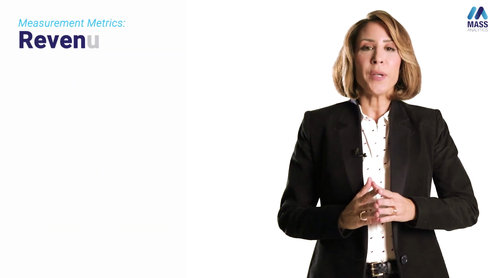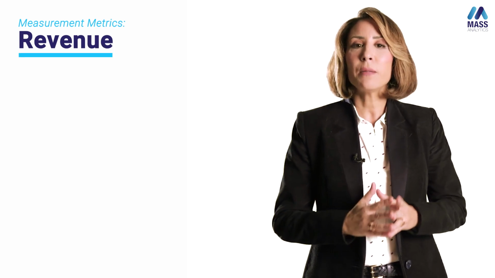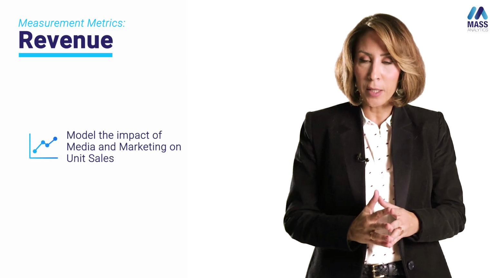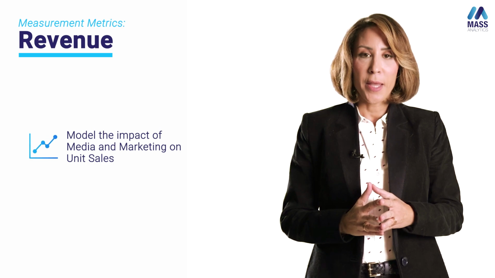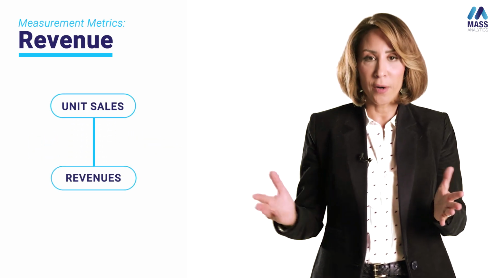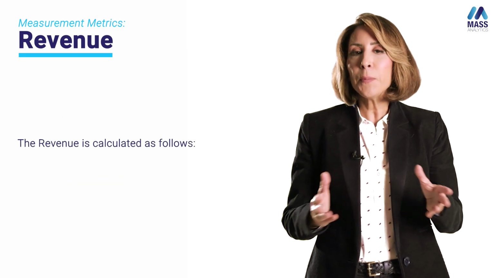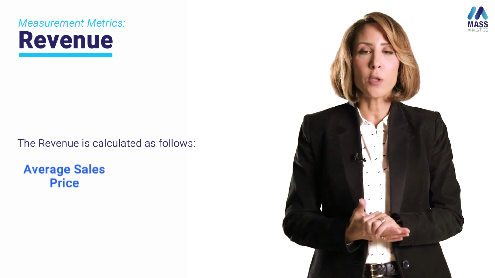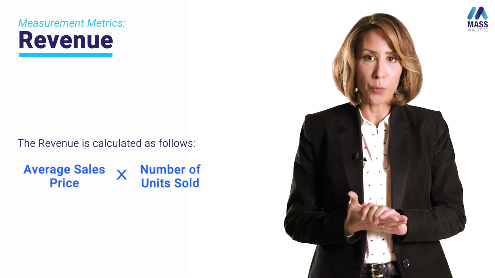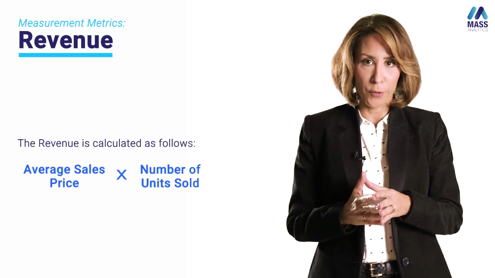What I mean by revenue in this context is the following. Assume that we have built a model where we have modeled the impact of media and marketing on unit sales. Now, what we want to do is to convert those unit sales into revenue. Here, there are different options available. The simplest one is to take the average price over the fitted period and multiply it by the incremental contribution, as we have defined it earlier on, to obtain the incremental revenue.